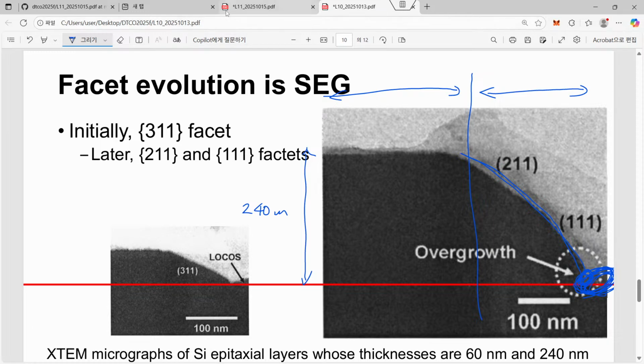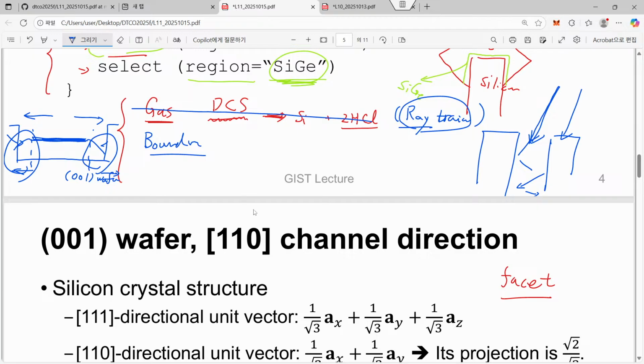So let's come back. Boundary condition, the shape of the boundary, and where we place the boundary are quite important to predict the behavior. And finally, we also have the crystal property itself. This is the one we will talk about right now.